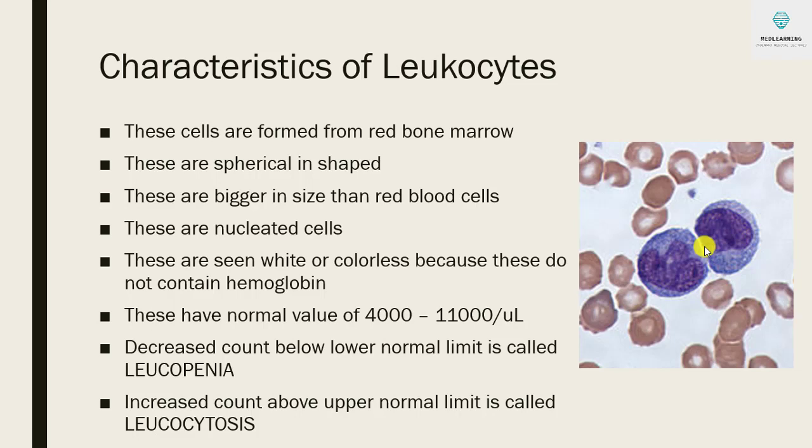So these are nucleated cells, which means they have a nucleus. They are white and colorless. You can see clearly that they are colorless. We can see the inside organelles, and the normal value is a lot less than red blood cells, essentially because these cells are larger, and they prevent infections. This is like the police force of the body, and you don't need as many police as people. So they are around 4,000 to 11,000 leukocytes per microliter of blood.